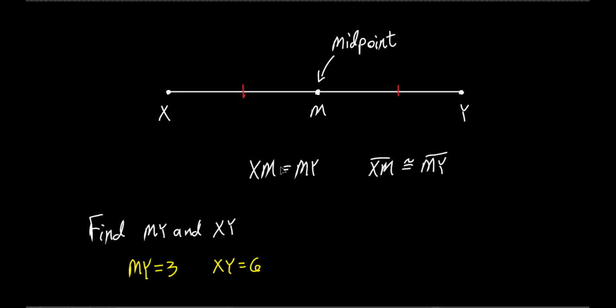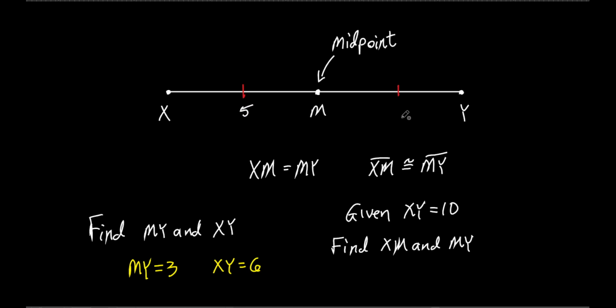What if I said that it was given that XY equals 10, and I ask you to find XM and MY? Yep, you got it. Just divide it by 2 because these are the same length. How do you know they're the same length? Because of the tick marks right here. That means M is the midpoint. So if the whole thing is 10, then these two parts right here have to be half of 10. So half of 10 is 5, and this is 5. And then you would just write that down. XM equals 5, MY equals 5, and you're good. All right, enough of that.